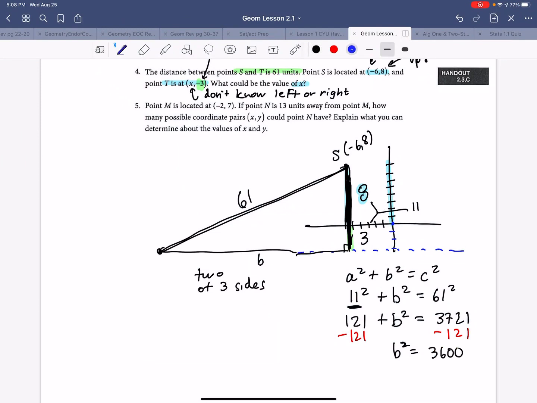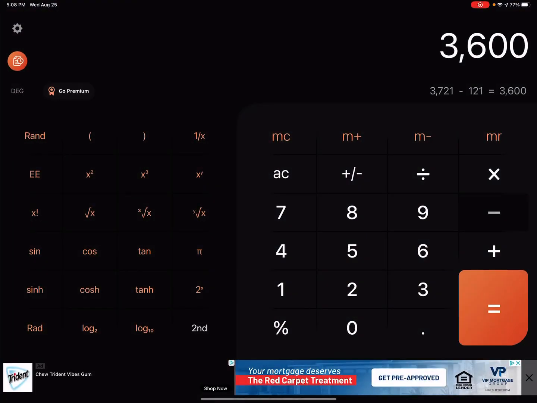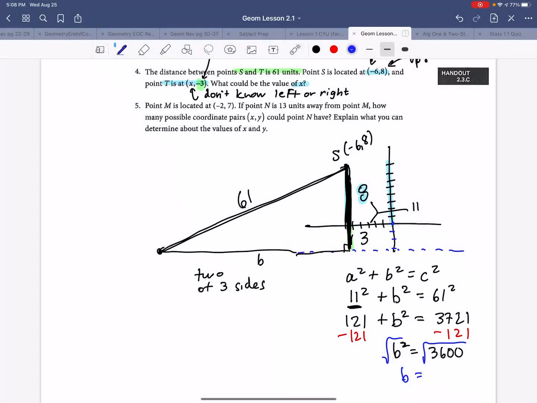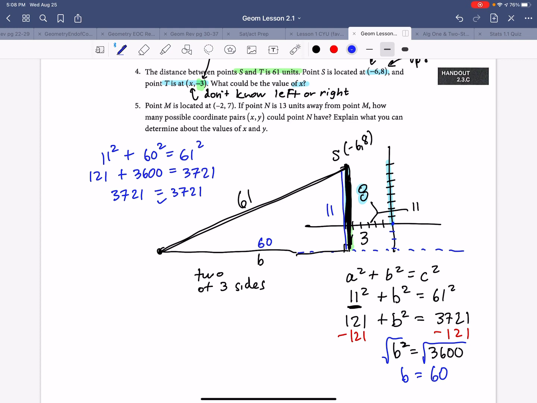That happened in our lesson today. If I take the square root of both sides, the square root of 3600 is 60. Nice. Okay, so I know this has to be 60. And I can check my answer. Is 11 squared plus 60 squared equal to 61 squared? Is 121 plus 3,600 equal to 3,721? And the answer is yes. Okay, so we do have our answer here.